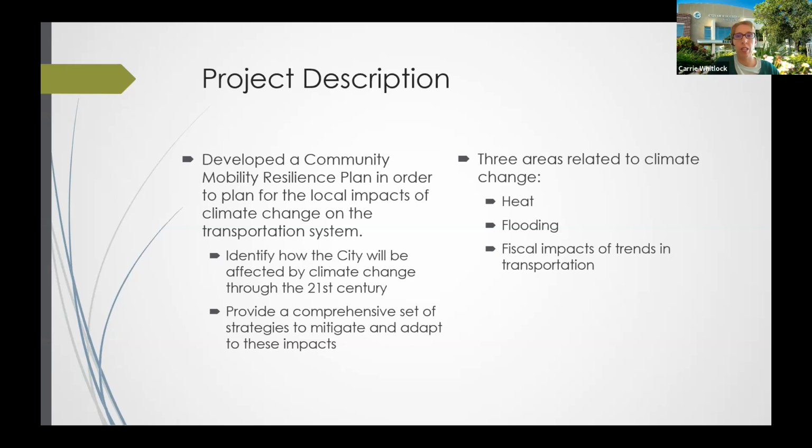So the plan focuses on 3 core areas related to climate change. So 2 of these focus areas are climate related hazards. So changes in annual temperature and extreme heat events, because we are in the Sacramento Valley and that's a big issue for us. And then changes in precipitation and flooding. The third focus area is related to how the global and statewide trends in transportation to reduce greenhouse gas emissions will actually affect the city's fiscal health. So looking at more of our fiscal resilience as a city, specifically regarding gas taxes and vehicle related sales tax.